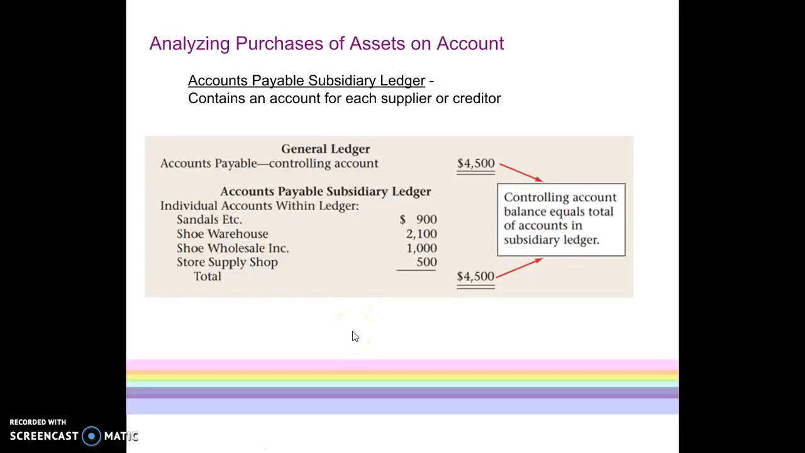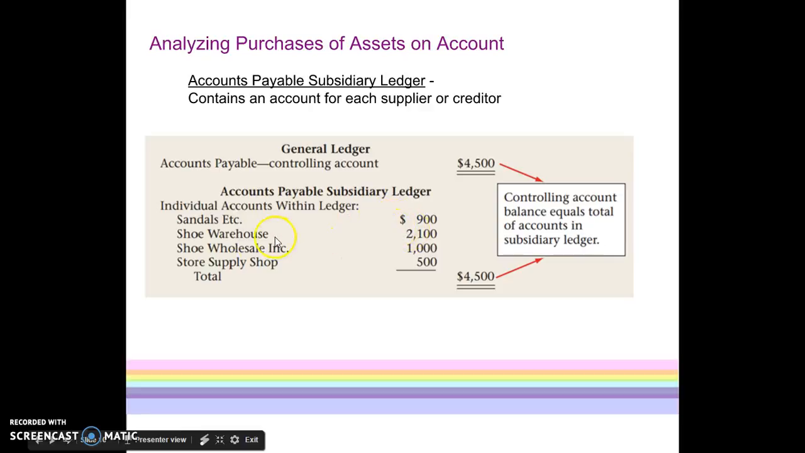When we analyze purchases of assets on account, this is the merchandise that is needed in order to make our product to sell to the customer. So we have the accounts payable subsidiary ledger, which is where we are going to list all of our vendors or all of our suppliers. Each individual supplier we owe a certain amount of money to. The sum of all of those, which is known as the accounts payable controlling account, is going to equal the balance of all of our subsidiary accounts payable accounts.